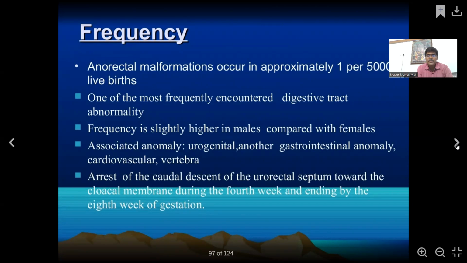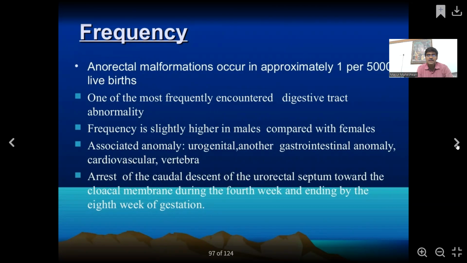It is one of the most frequently encountered digestive tract anomalies in the pediatric age group. Frequency is slightly higher in males compared to females. Associated anomalies include urogenital, other GI anomalies, or cardiovascular or vertebral anomalies, the same that we have seen in tracheoesophageal fistula, that is VACTERL anomalies.